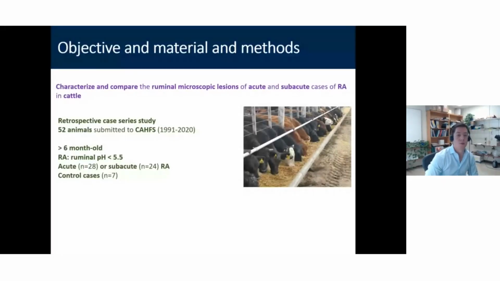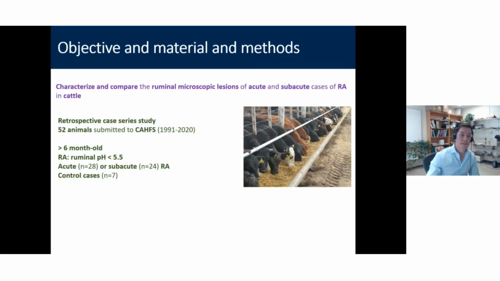We only studied 52 animals, and you can wonder why, between 1991 and 2020, you have only 52 cases to look at. We were very, very strict when it comes to the inclusion criteria. We only included animals that were submitted by veterinarians and had a complete clinical history, not only about the clinical signs, but also the type of food that those animals were receiving. So that left us with a number of 52.